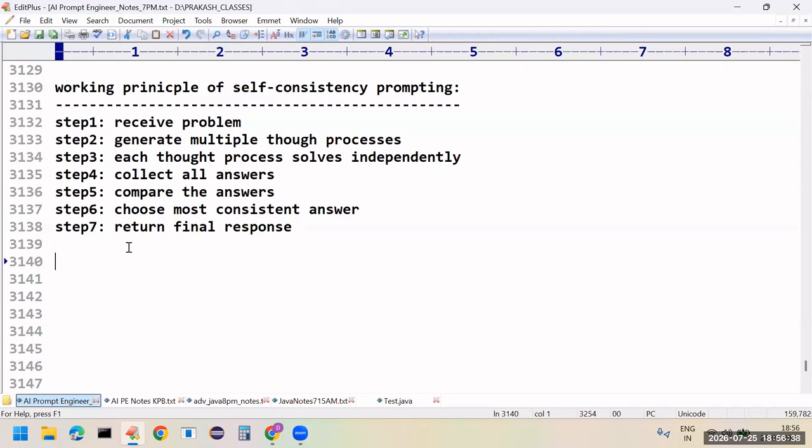Friends, you got the point? Please confirm. Clear? Yeah, clear.